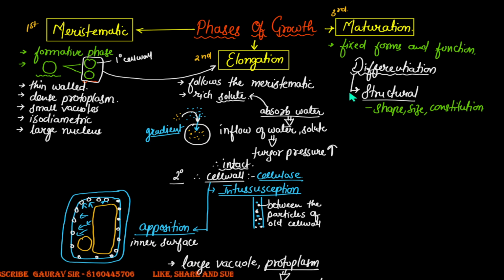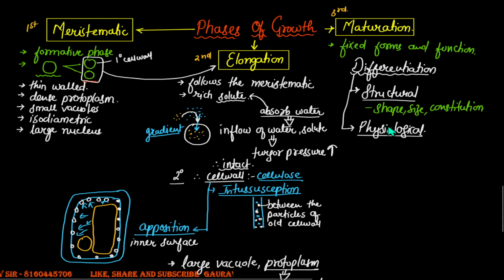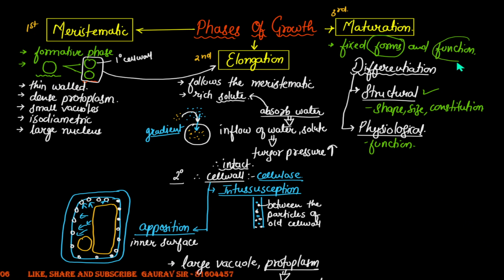However, if the cell undergoes the other type of differentiation, that is physiological differentiation, in that case the cell will acquire a fixed function. So when the cell takes up a fixed form, I will call such a differentiation structural differentiation, and when the cell takes up a fixed function, I will call such a differentiation physiological differentiation.